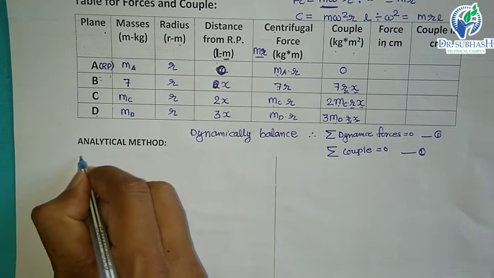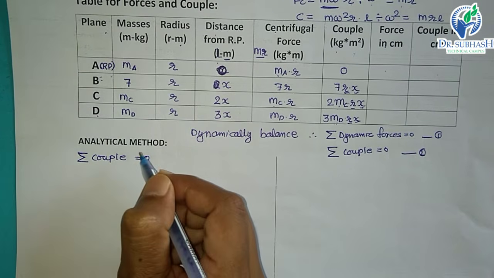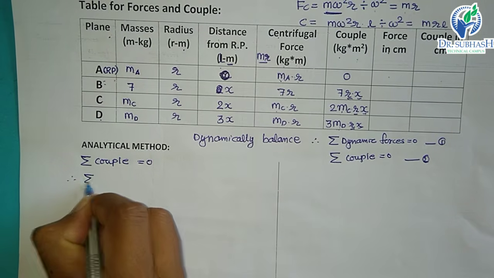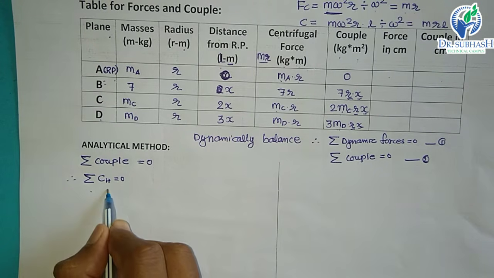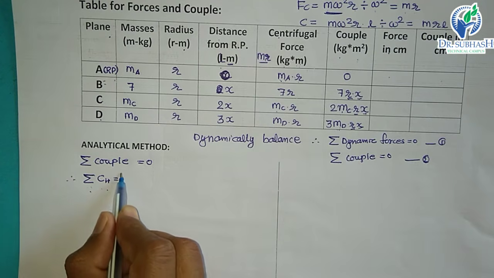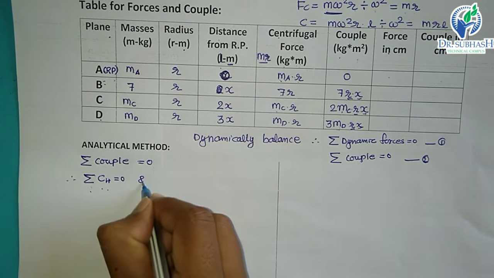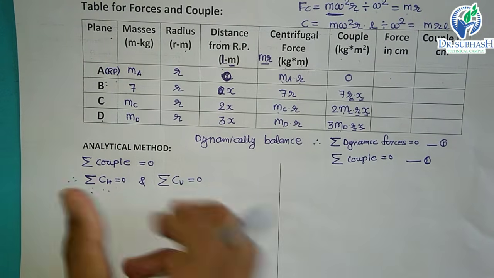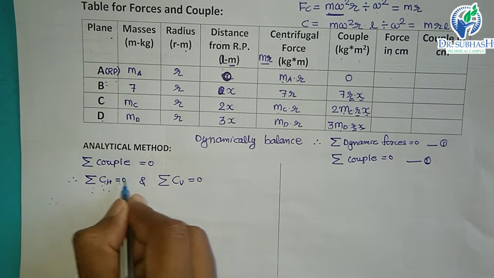Here we know that the summation of all couples acting on the system is 0 because our system is dynamically balanced. So we can say that the summation of horizontal components of couple is 0, and the summation of all vertical components of couple is also 0. So sigma CH is equal to 0.